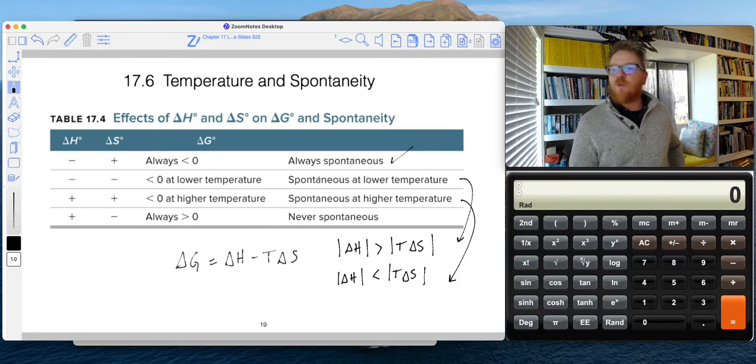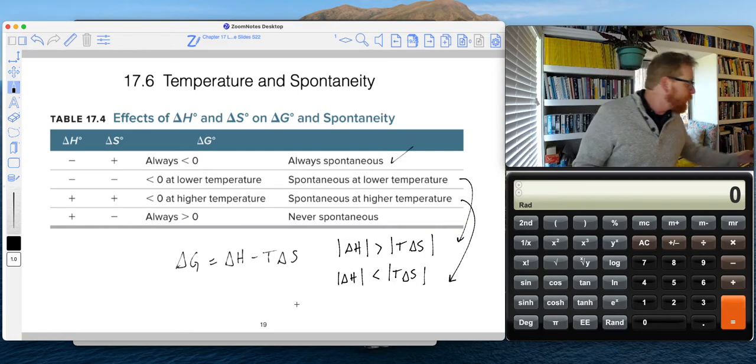So be able to kind of rationalize things qualitatively using this type of diagram, or this type of information rather, okay?